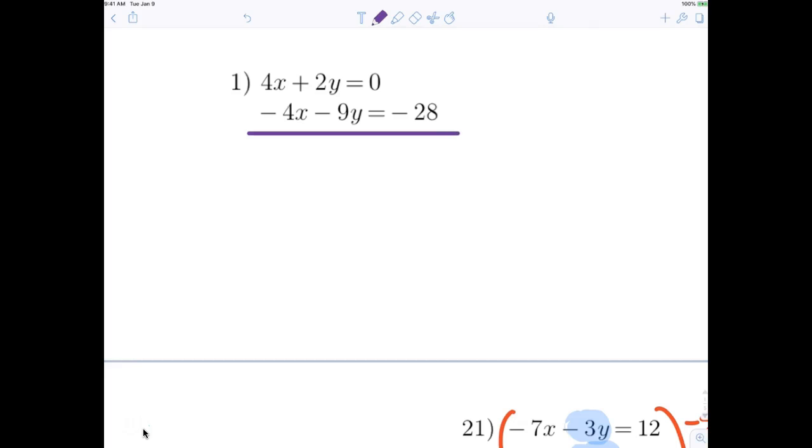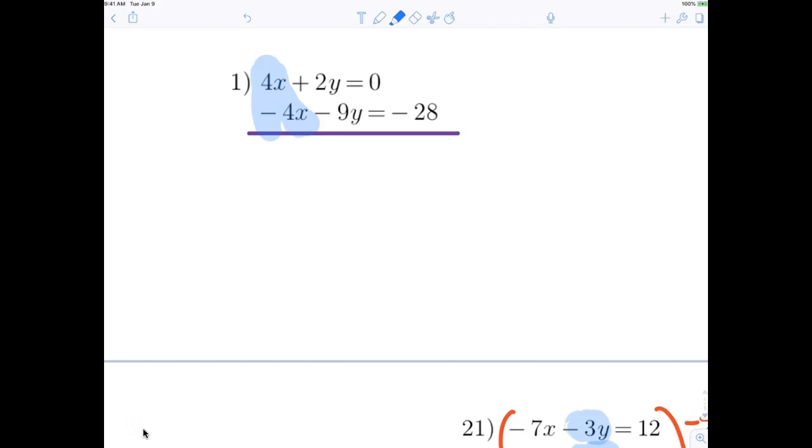Now, why is it good when I add them? What happens? The like terms combine. But in this particular case, what makes it especially good? Oh, it's just 0. That's right. What happens here? They cancel out. Remember, your objective is to eliminate a variable. So the x's will cancel.